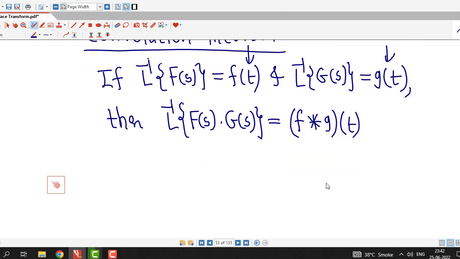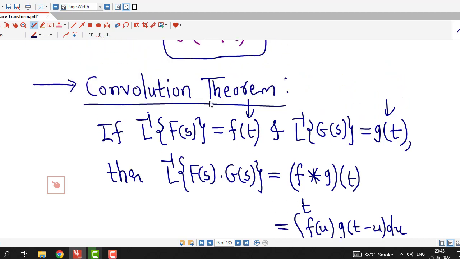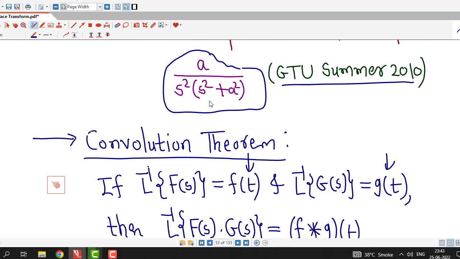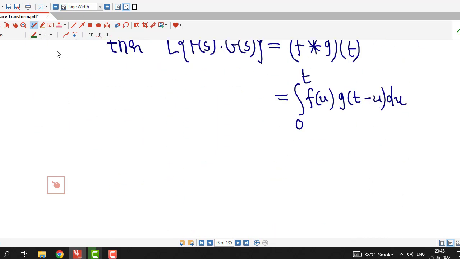And we know the definition of convolution. It is equal to integral from 0 to t of f of u g of t minus u du, and we know that f star g and g star f are equal, so we can use any function as capital F and any other function as capital G. That is our choice.